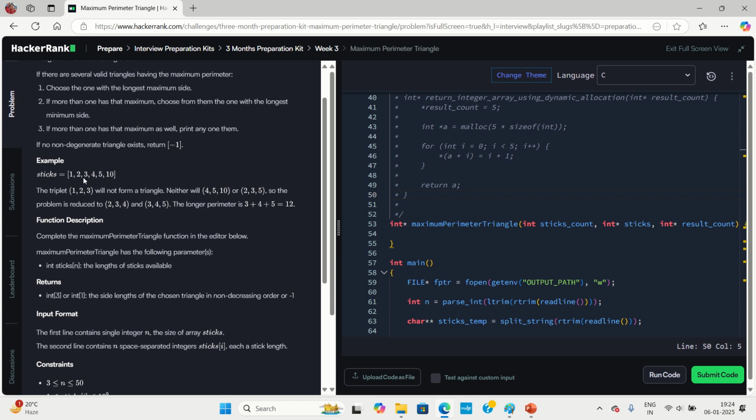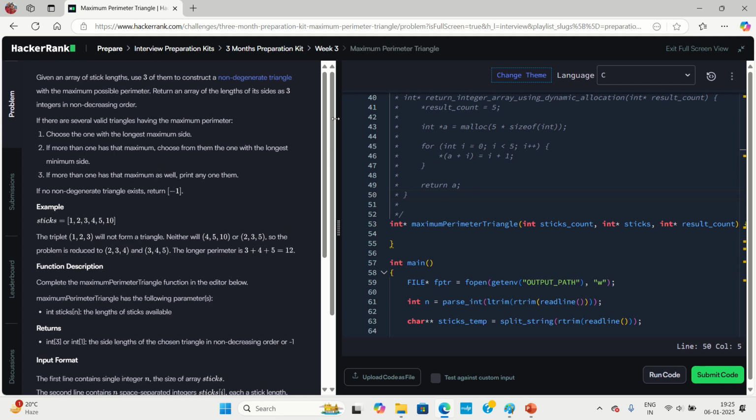I mean, sorry, greater than. If it is not, then it is not a triangle, and so we can check and return. Ultimately, we can do the sum of the sides and return the perimeter. So up to that, that is not a big deal. But the big deal here is, this is not all.